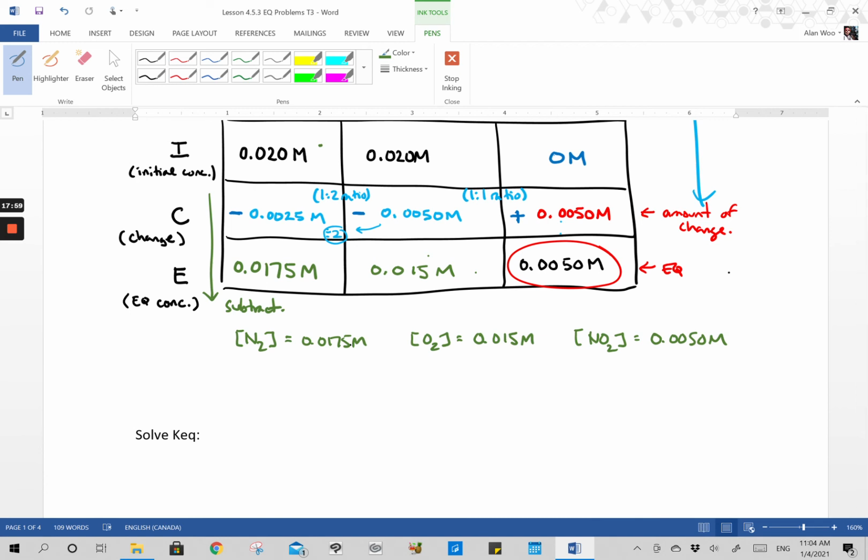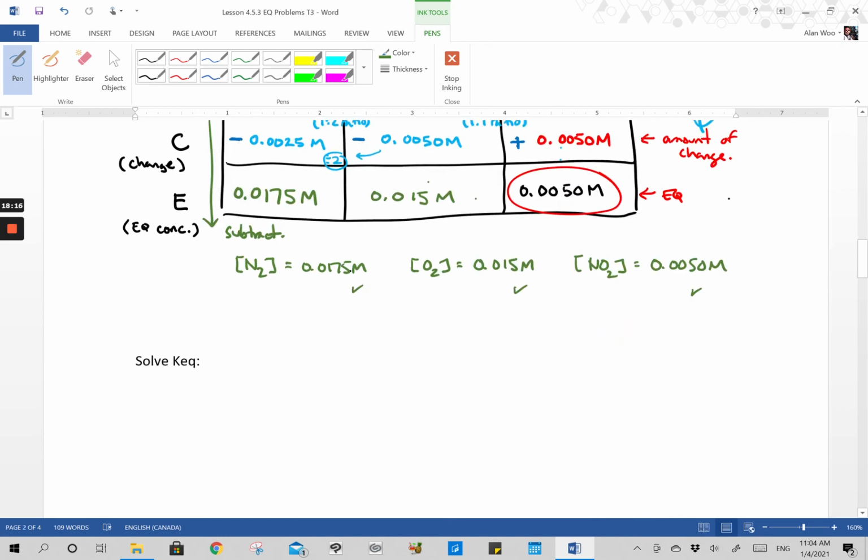Okay, so we've answered one part of our question. We've answered the part in terms of what are the concentrations of all of our substances at equilibrium. Okay, there are these three numbers. The second part was to solve for KEQ, find the equilibrium constant. So if we're following our steps, we write out our equilibrium expression. So it's always products.